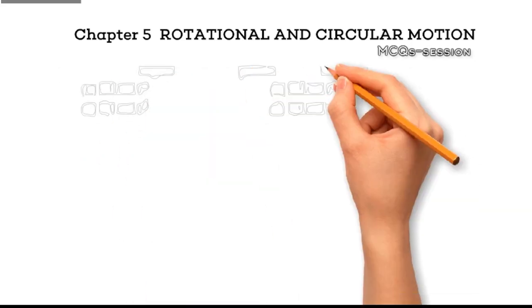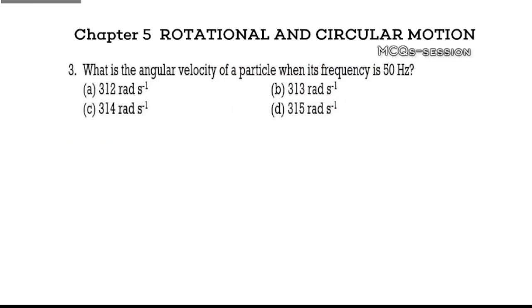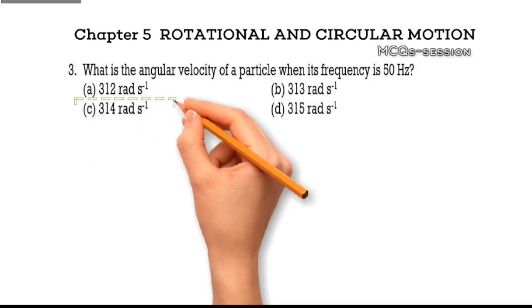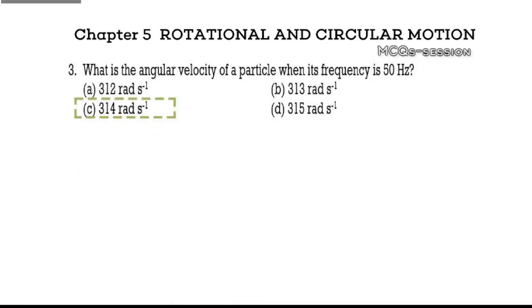Question 3. What is the angular velocity of a particle when its frequency is 50 Hz? A. 312 radians per second. B. 313 radians per second. C. 314 radians per second. D. 315 radians per second. Pause the video and think about your answer. The answer is C. 314 radians per second.